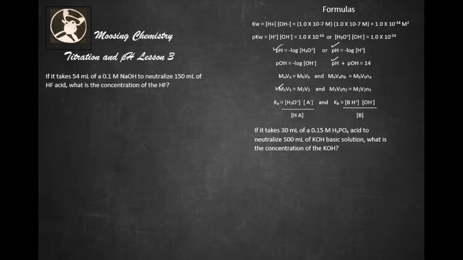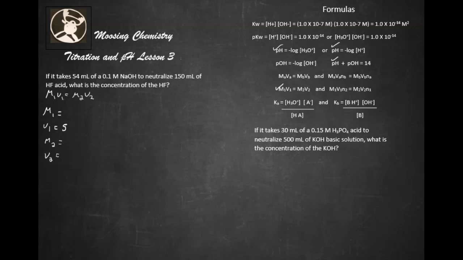Just watch and see. If it takes 54 milliliters of the 0.1 molarity of NaOH to neutralize 150 milliliters of HF acid, what is the concentration of HF? So let's go ahead and figure out first the titration formula, and then we need to know who our players are. Instead of doing it in your head, it's better just to write it out along the side here. It's easier to keep track of all the information.